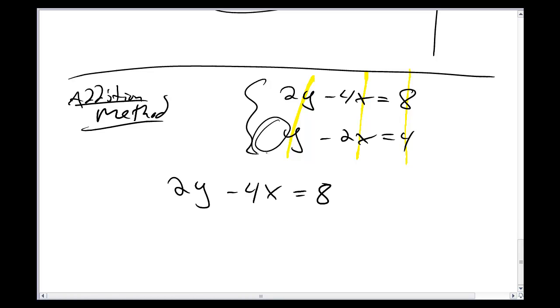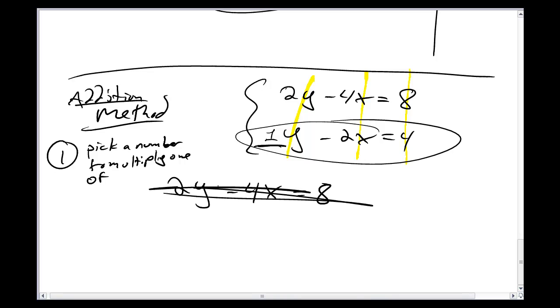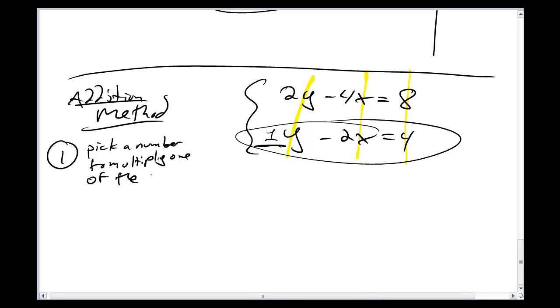So I notice here that in front of this y right here, there's of course a positive 1. If I multiplied the bottom equation by the number negative 2, then I'd have 2 plus a negative 2, which is 2 minus 2, and that would zero out my y's column for me. So for the addition method, you pick a number to multiply one of the equations by.